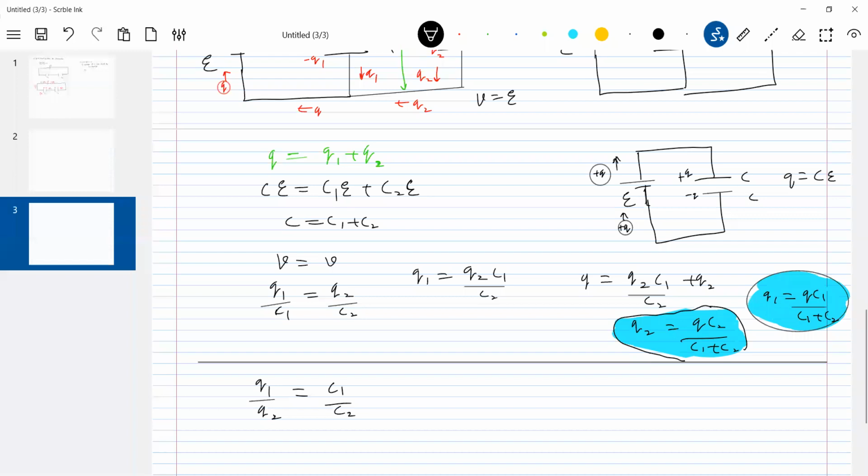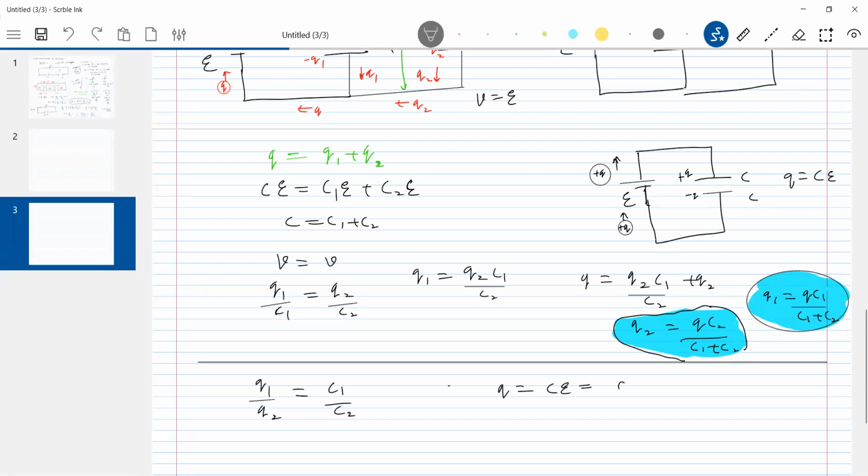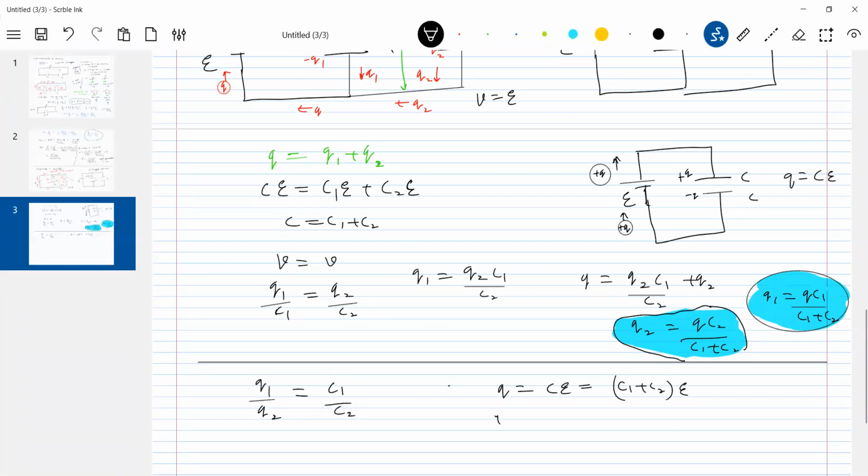Okay, let's go for the energy in the circuit. Work done by the cell. Before that, I should calculate the charge. So what is the charge? Q should be equal to C into E, which is equal to (C1 plus C2) into E. Then work done by the cell. Okay, this is about the work done by the cell.